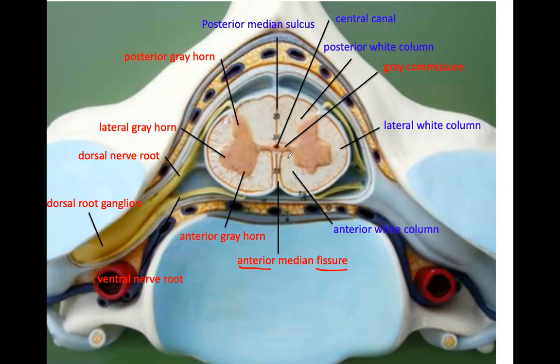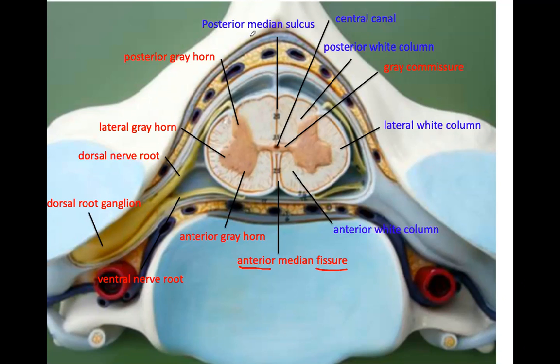If it's a wide opening, like what we discussed for the brain, like your longitudinal fissure, we refer to this as a fissure. This is the anterior median fissure, as in it's in front, right in the middle, and it's an opening. Versus a minor opening, where we use the word sulcus, or shallow opening. It's in the back, so posterior, and it's still in the middle.